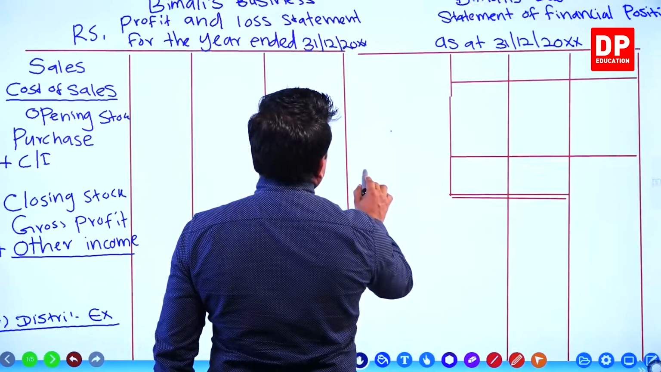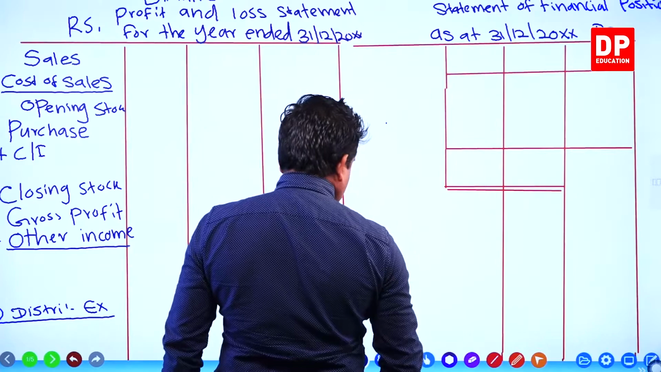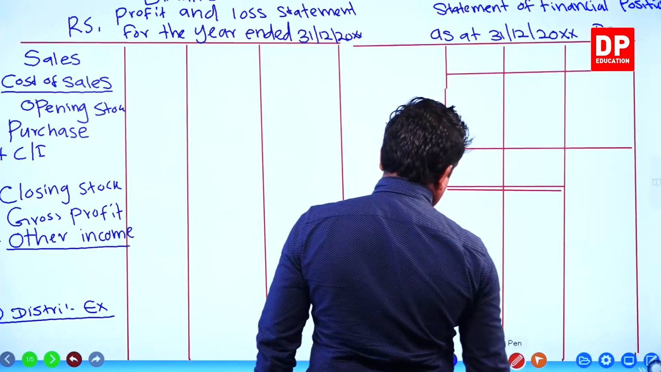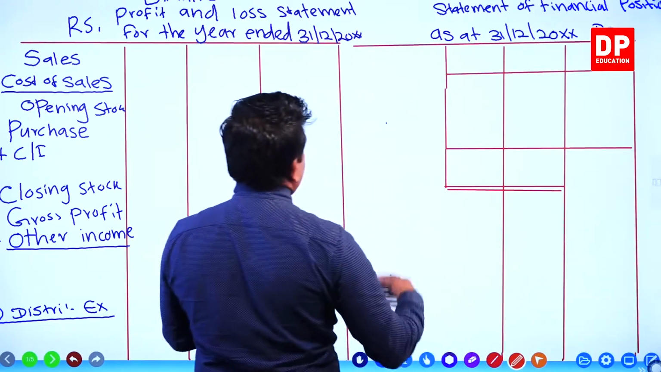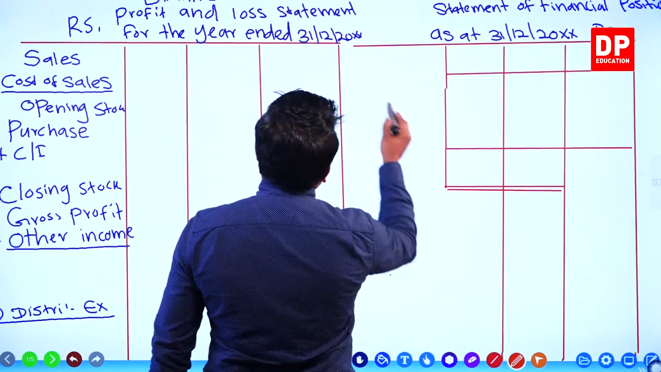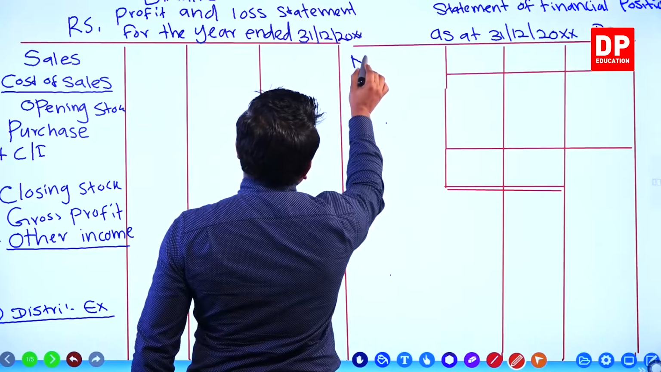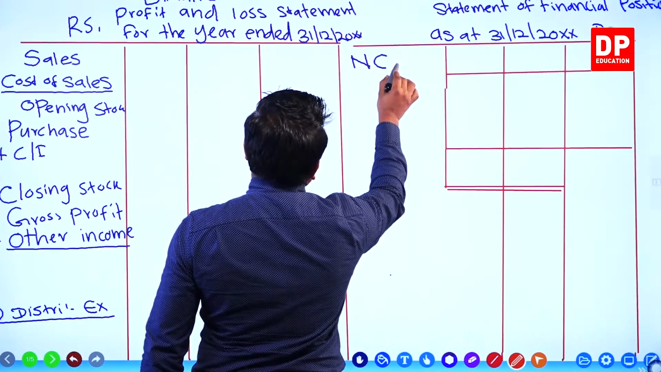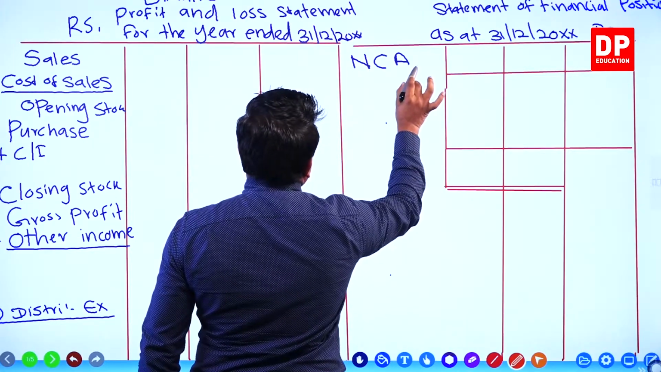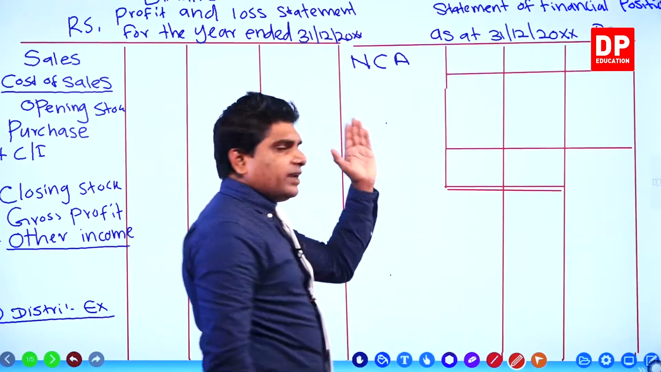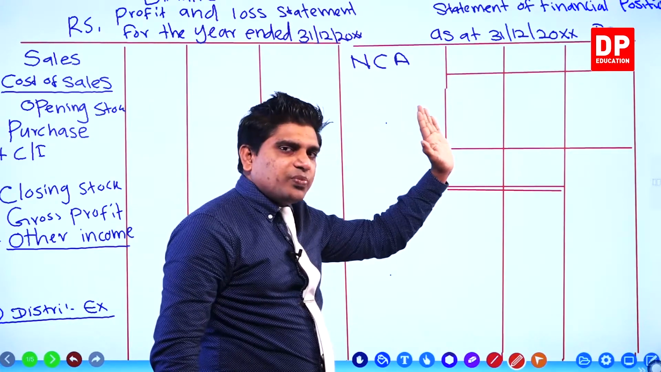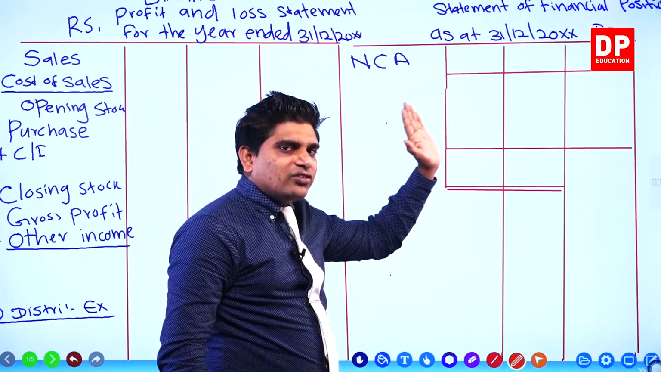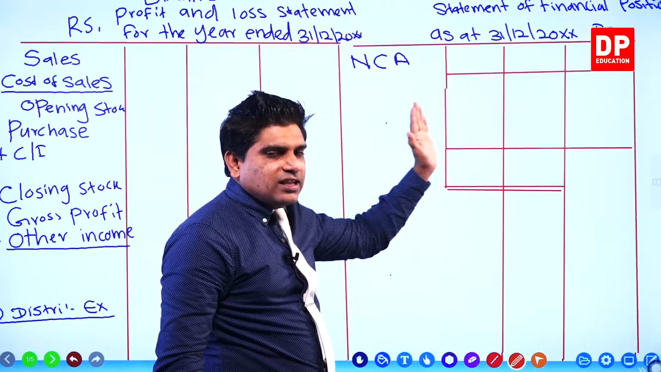On the top, what we write? I taught you accounting equation. This is accounting equation, right? Statement of financial position means accounting equation. Here you put non-current assets. I put the short word, NCA, but when you write here, you write in long words, non-current assets. I want to manage the space, right? That's why I put NCA here.